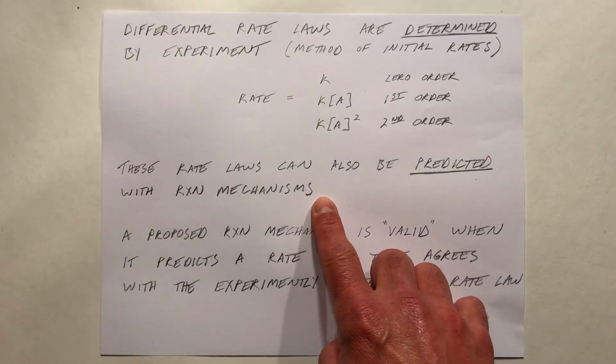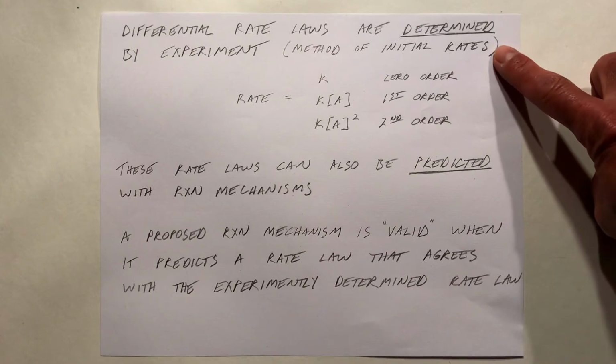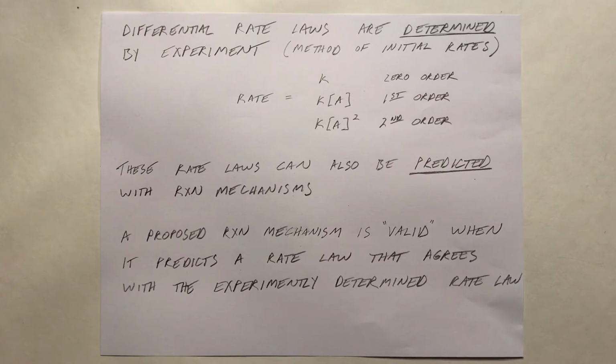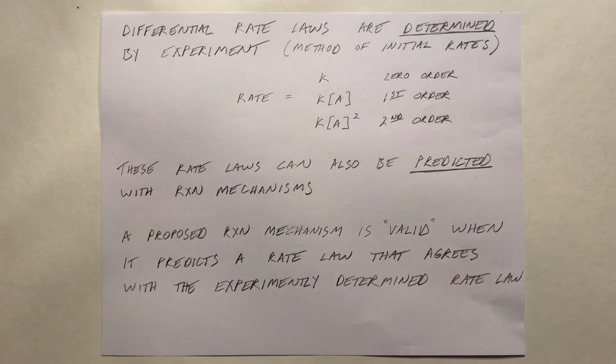Now these rate laws can also be predicted if we have a correct reaction mechanism. We would say that a proposed reaction mechanism is valid when it predicts a rate law that agrees with the experimentally determined rate law. So we can use the method of initial rates to determine the rate law by experiment. And then we can propose some different steps of a reaction, or some different elementary reactions, that when they all come together would give us a rate law that's predicted based on whatever we've proposed for those elementary reactions. And that's what we're going to do here today.